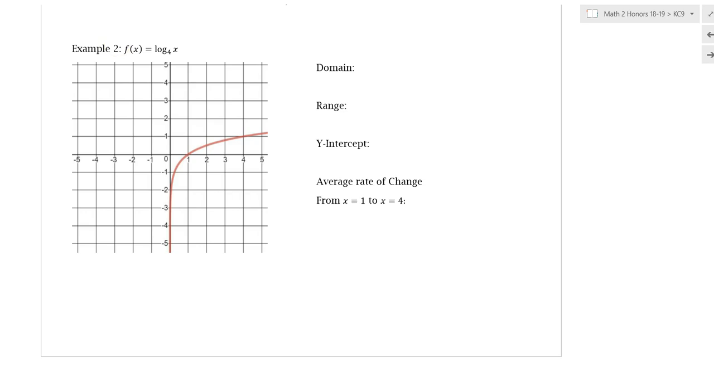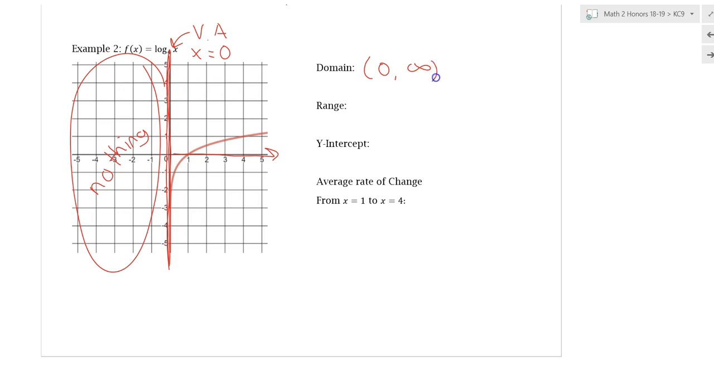So then we start with our domain. Now for our domain, if you look, we have this lovely vertical asymptote. And same thing as before now, but on this side, this is where we have nothing, right? No part of my graph is over here. So my domain starts at 0 and goes to infinity. My range, if I start on the bottom and travel up, right, there's nothing stopping my range. So my range is negative infinity to infinity.